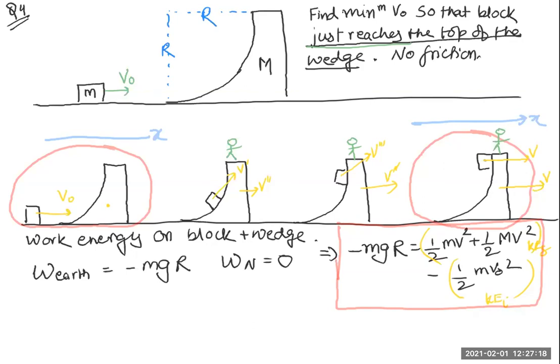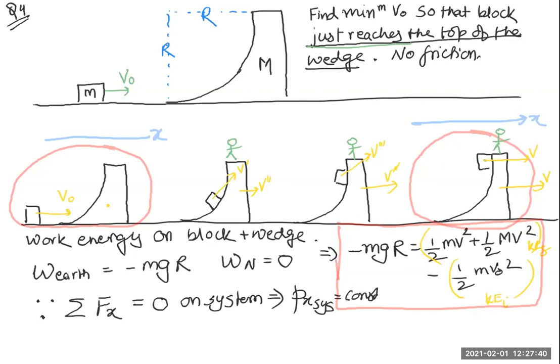अब क्या करें? Now I remember. Since the summation of forces along x-axis is equal to zero on this system, this implies that the momentum of this system along x-axis must be constant. Okay, right?